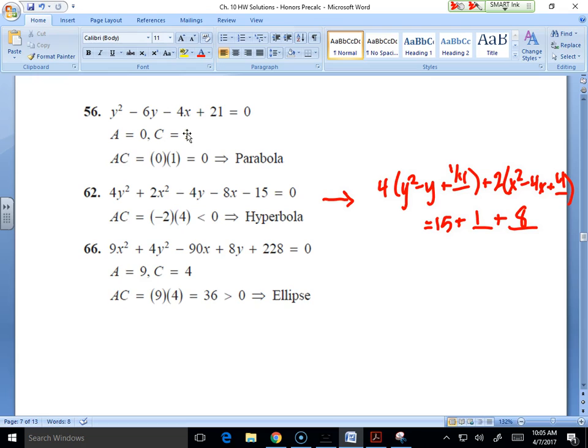When they have the AC on the bottom, it says equals negative 2/4, but in the top it says 62 equals 4y squared plus 2. You guys have the actual question. Which one's right? What did they give you? Was it 4y squared plus 2x squared or 4y squared minus 2x squared?